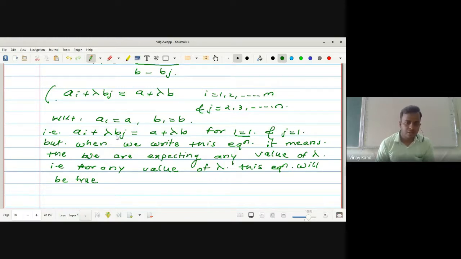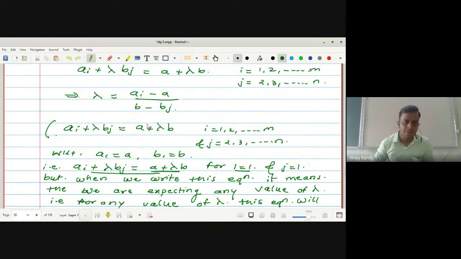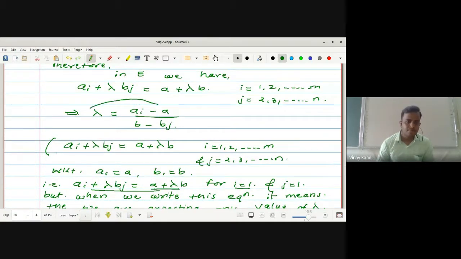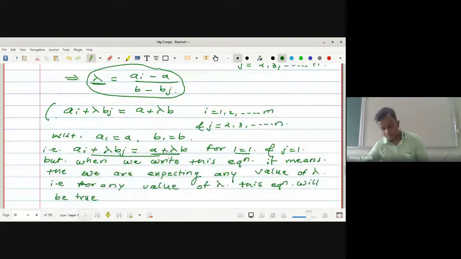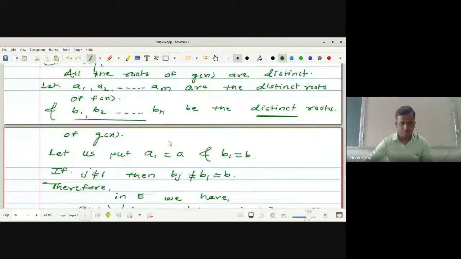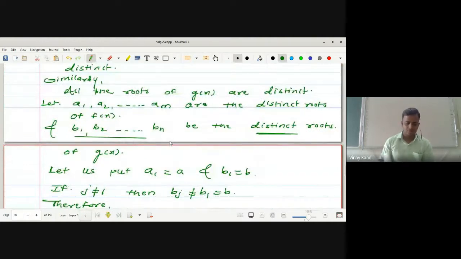Okay, now look at here. How many equations does it give? Only one equation. Variables 2. Then how many solutions for lambda? For any value of lambda, this equation is true. For this value of lambda, this equation is true. Okay, but when we consider the equation 1, what is the equation 1? This one. Wait a minute.